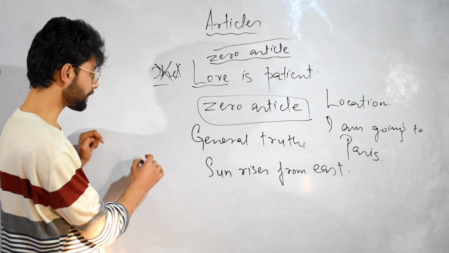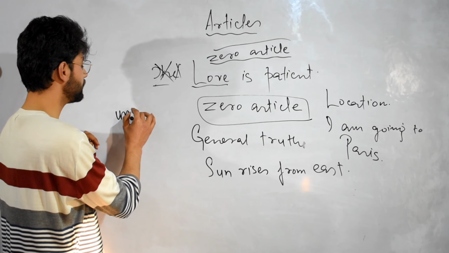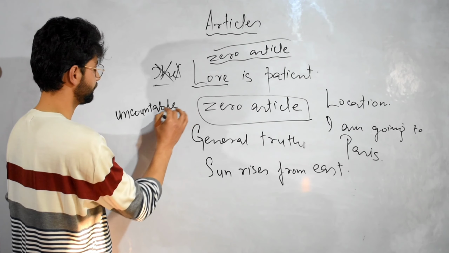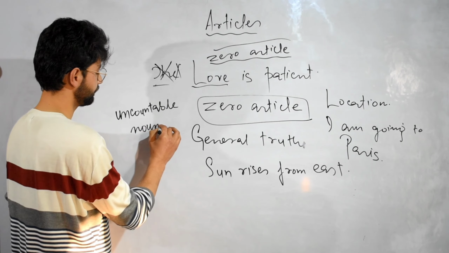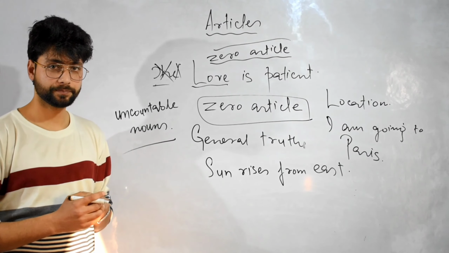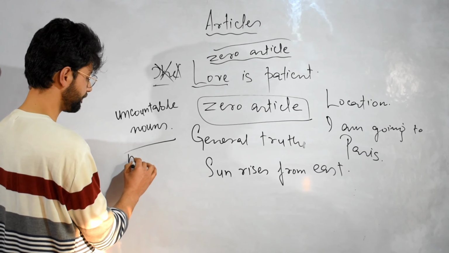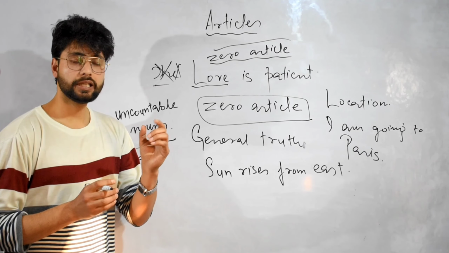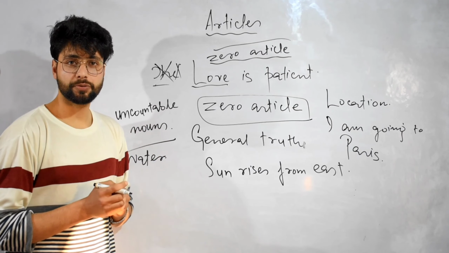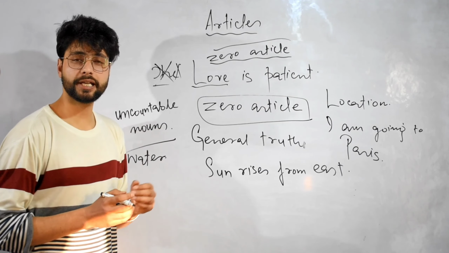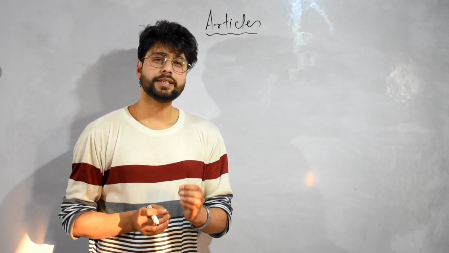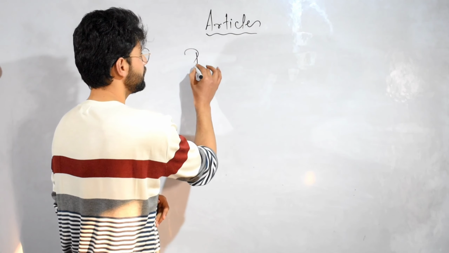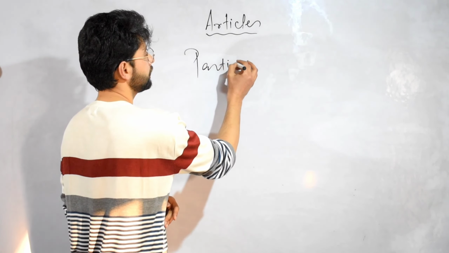Second one is uncountable nouns. For example, water. I will not say the water is so pure. I will simply say water is so pure. Well, there is one more concept that is called partitive article.